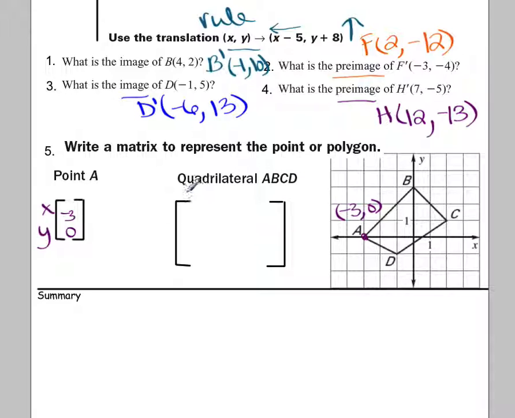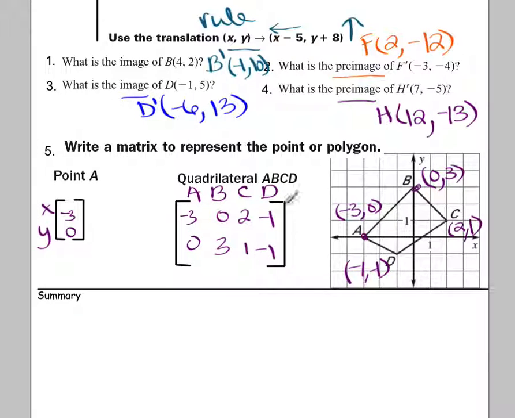If we want quadrilateral ABCD, then we want A, B, C, and D. Again, remember the x is the top, the y on the bottom. So I'm going to go and label my points before I do anything. B is at (0, 3). C is at (2, 1). And D is at (-1, -1). So I just need to fill these in. A is at (-3, 0). B is at (0, 3). C is at (2, 1). And D is at (-1, -1).